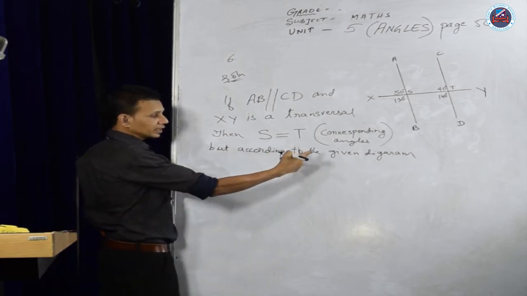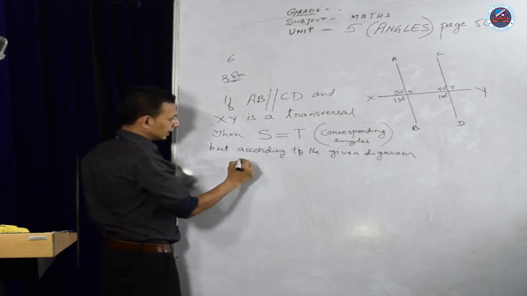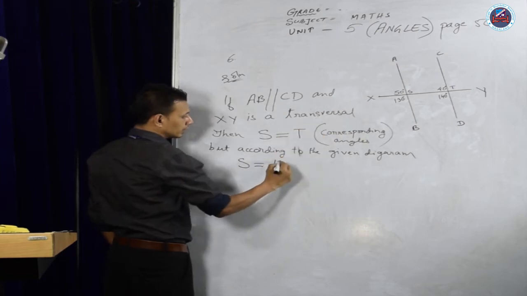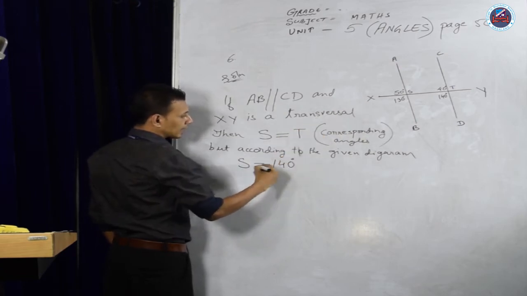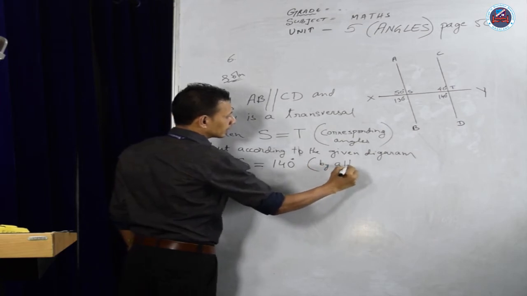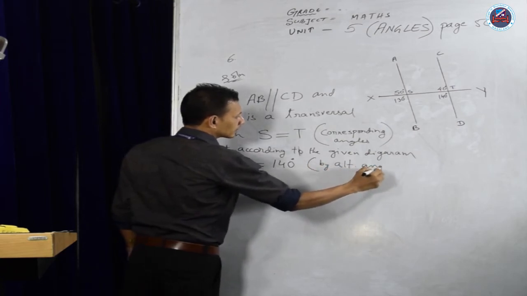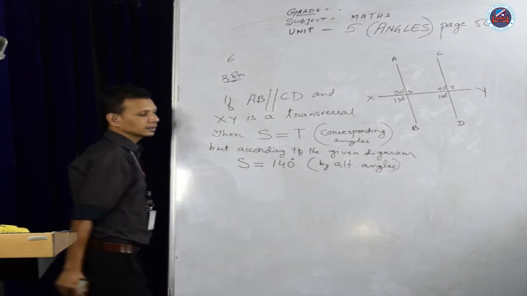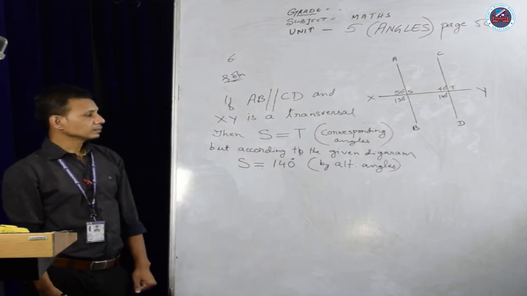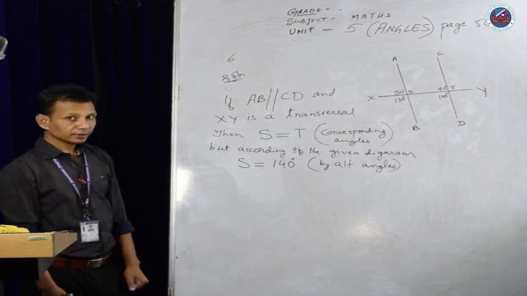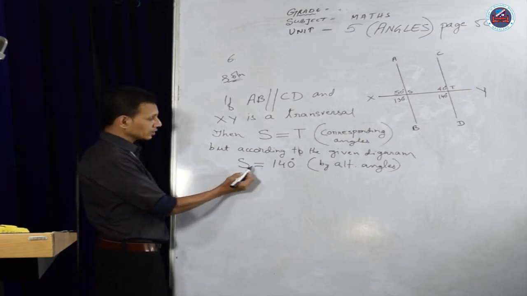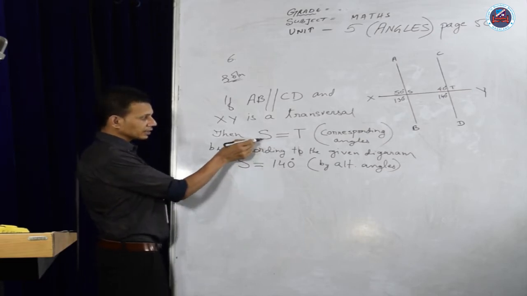But according to the given diagram, S is equal to 140. How does this happen? By alternate angles. Done. Here we go. Just have a look. S and 140 are equal. Agree? Now, you got the S. You got S as 140.